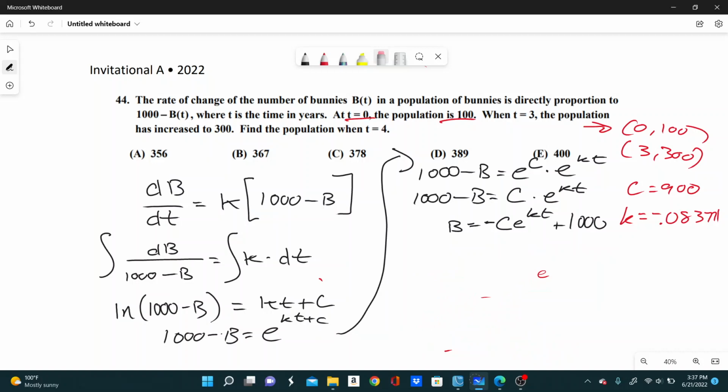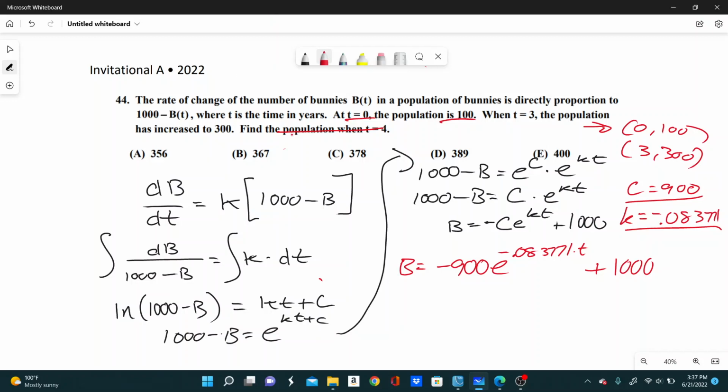So now we're ready. We have our full equation. Our equation is just B equals negative 900 times e to the negative 0.083771 times t plus 1,000. Just where we had c, I plugged in c as 900, and where we had k, I plugged in our value for k. And now we're ready. Now we just have to plug in time equals 4 to find the population when t equals 4.